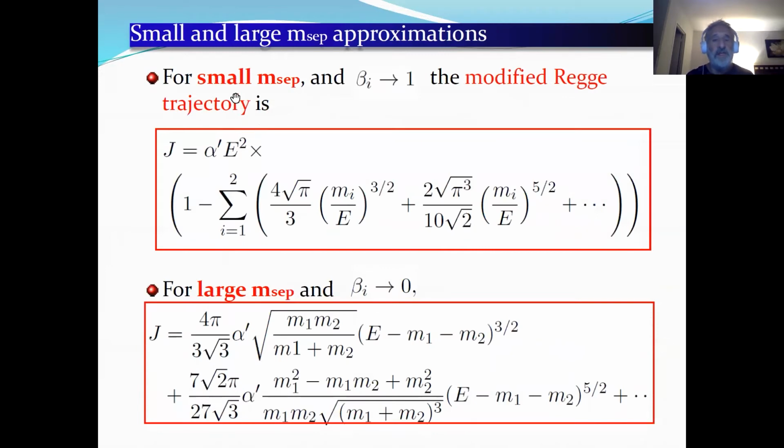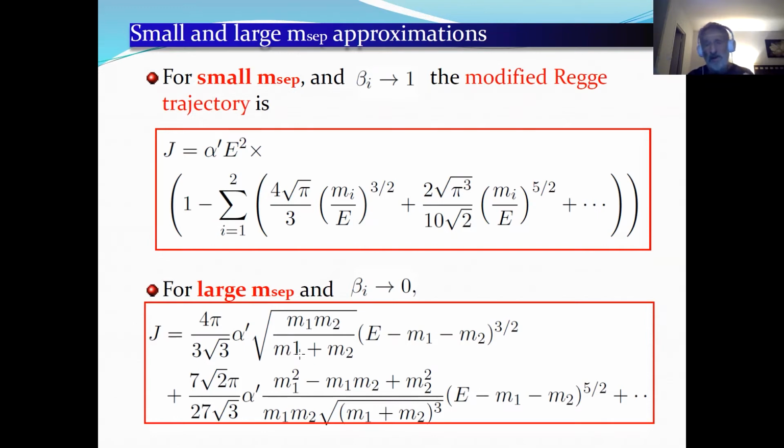So if we take the case of small massive endpoints, and in particular for the case that beta is close to 1, very relativistic, then the correction to the Regge behavior, so J is alpha prime m squared times 1 minus, this is the correction due to the massive endpoint. So we get a correction of the masses over the total mass to the power of 3/2. And similarly, we can do it for the large masses.